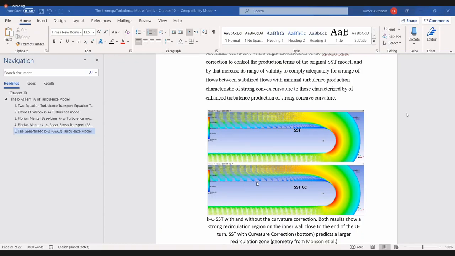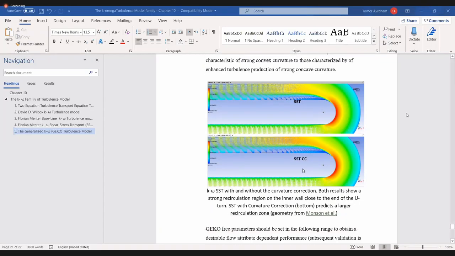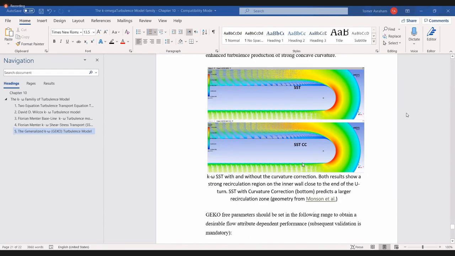changes the results for a U-turn. Okay, because we don't have a rotation effect in the k and omega equations. Okay, in the Boussinesq hypothesis. So every time you think you have some kind of swirling flow, you apply the curvature correction. This is kind of important.